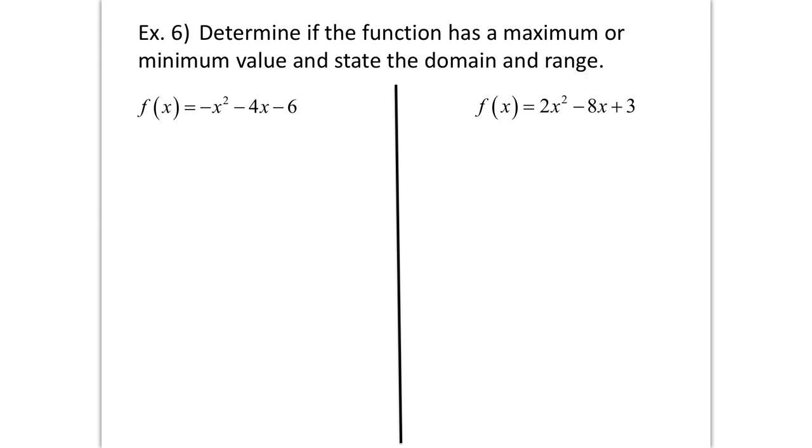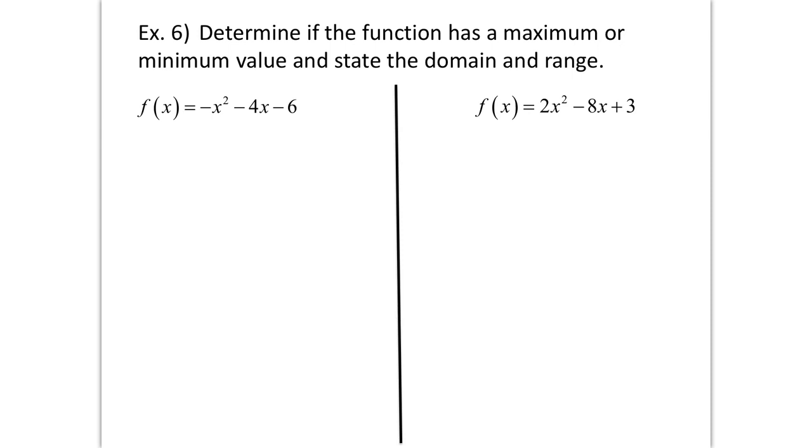Now this question here is different. You guys don't want a graph, but we want to determine if the function has a minimum or maximum without graphing, and then we want to state the domain and the range. So it's all about the direction of the parabola for min or max, and the vertex, not the axis of symmetry, sorry, for the domain and range.